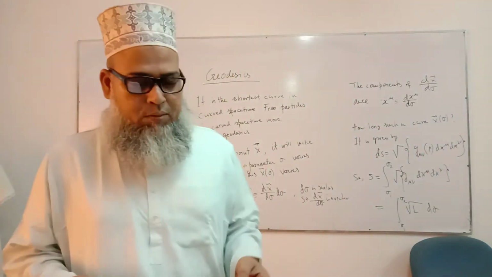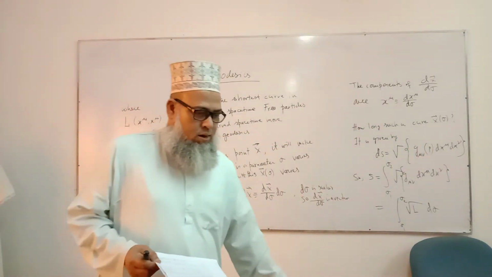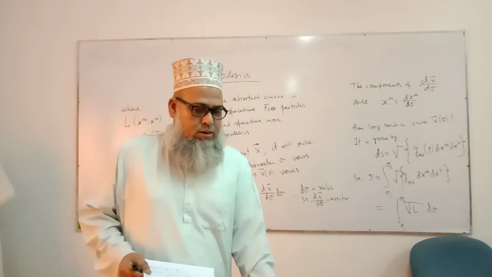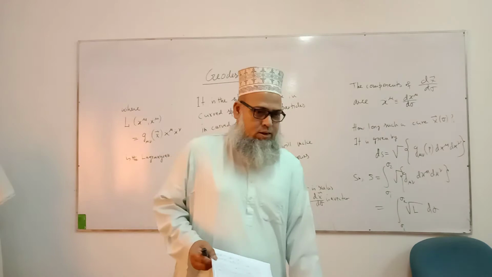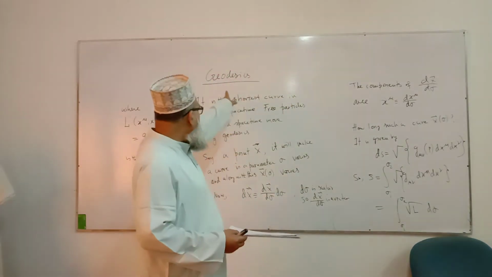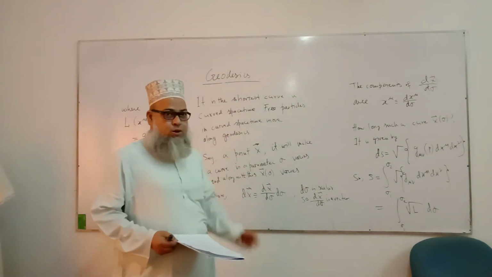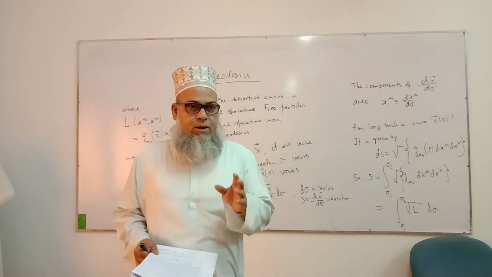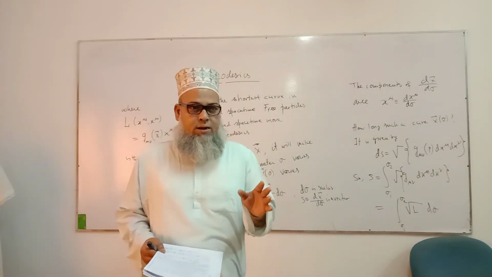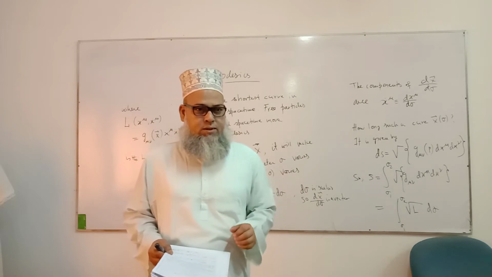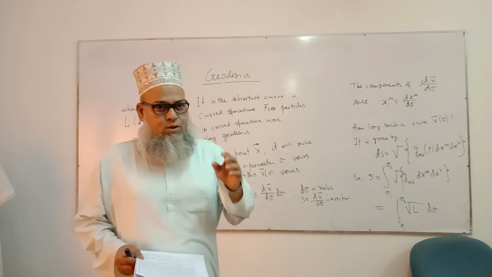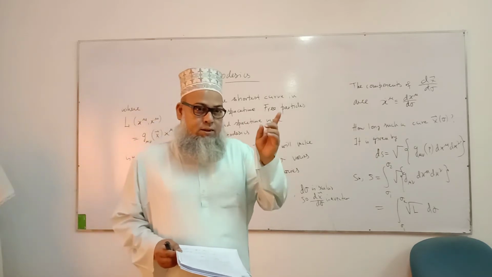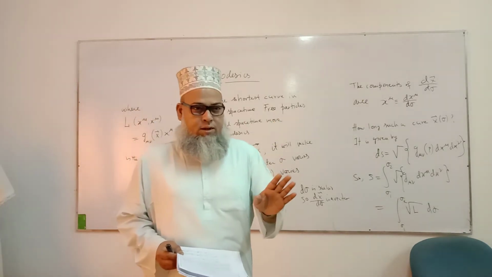Well, today we're going to discuss the central concept of general relativity, which is called geodesics. A geodesic in curved space-time is equivalent to a straight line in Euclidean space. In flat space, what is called a straight line, in curved space, that thing is called a geodesic.